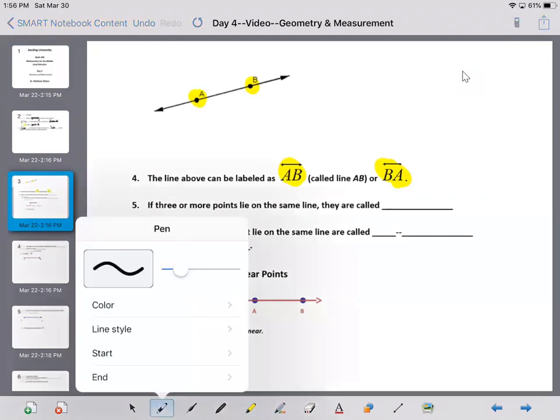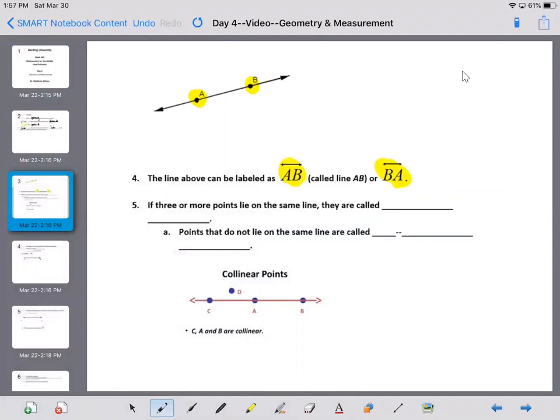But if you have 3 or more points that lie on the same line, we call those collinear. And then points that do not lie on the same line are just called non-collinear points. You can see the example below. If they're all on the same line, collinear, then of course if you have that one that's not, then D is not part of that, so it would be non-collinear.